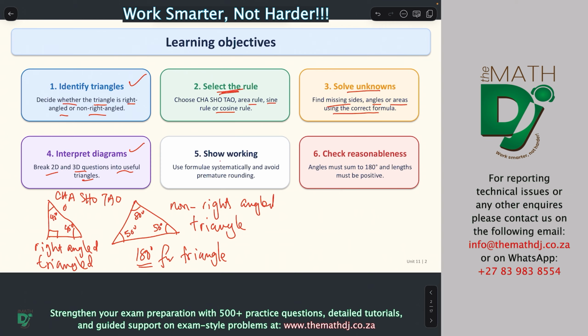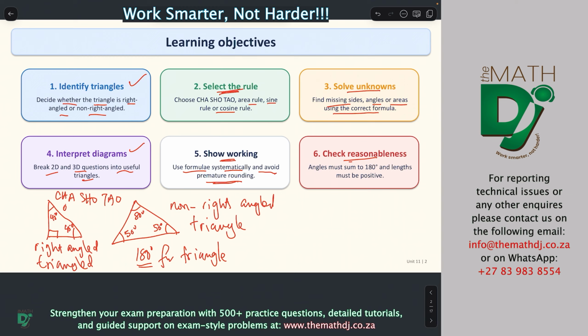Then there's also the ability to show working when you are doing these problems. So use the formula systematically and avoid premature rounding. You follow certain stages so that you can show the examiner or the marker how you got to the answer. So obviously this is very important. The answer is not everything. Showing working is part of the process.